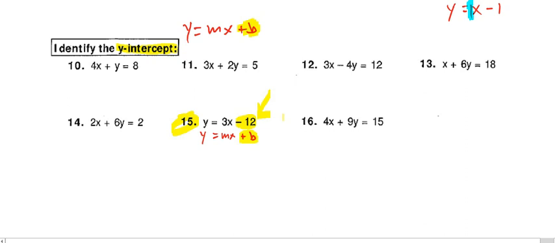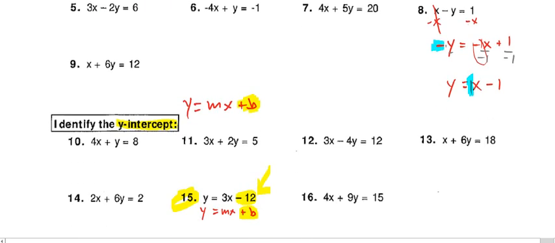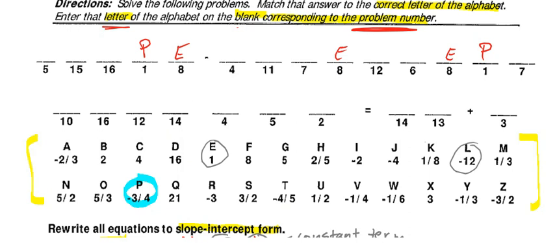Negative 12. So let's go back up. This is problem 15. So remember that, 15. And we need a negative 12. Well, let's see. Where do I see a negative 12? Right here. Problem L. So any 15s in the blanks is going to be an L. So there's an L. Any other 15s? That's it. Only one blank there.